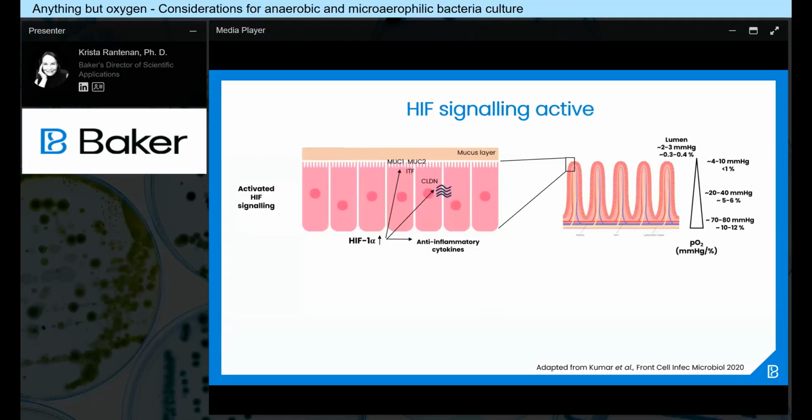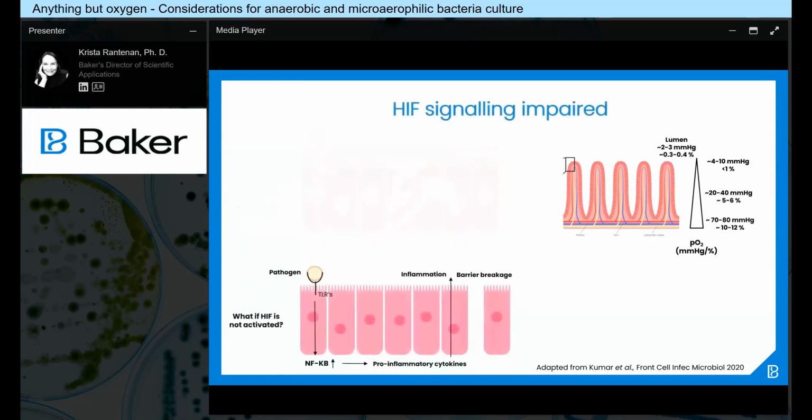So in the normal barrier function, the epithelial layer, of course, acts as a barrier between the gut lumen and the underlying tissues. And it is this low oxygen condition at the luminal side here that helps maintain this barrier. And one of the ways it does that is it prevents oxidative damage.